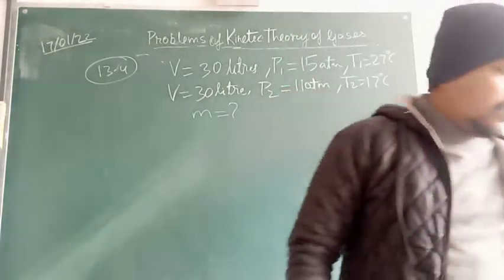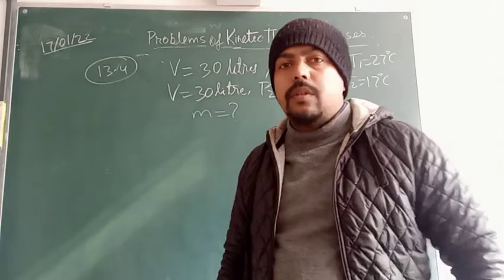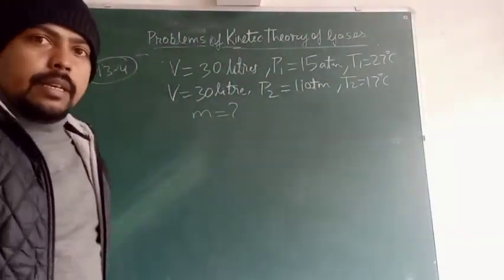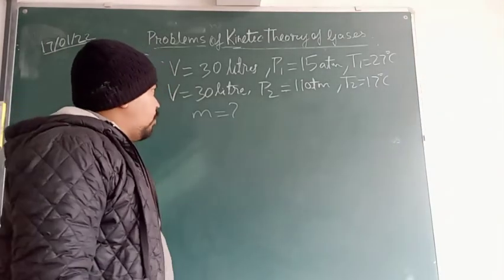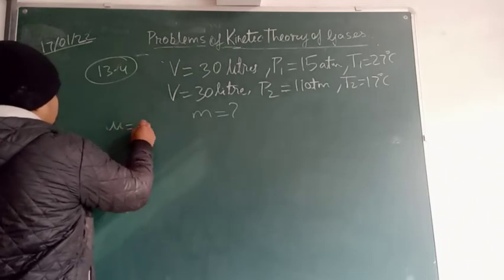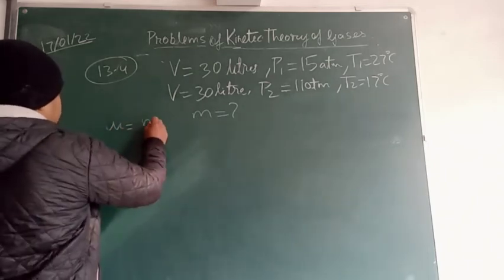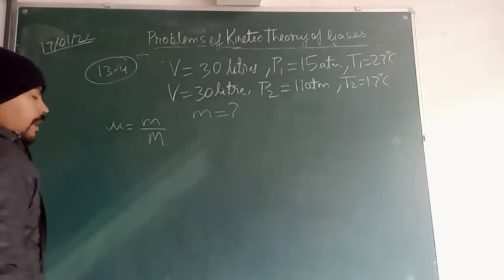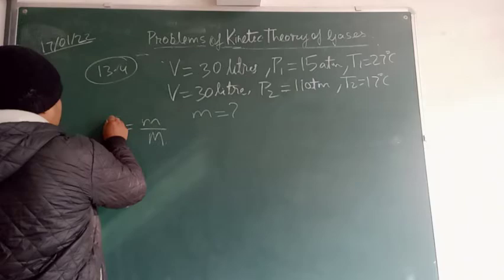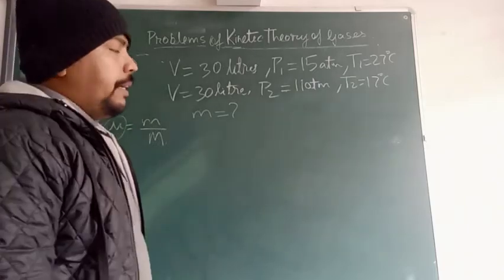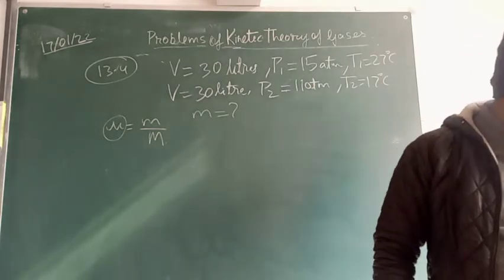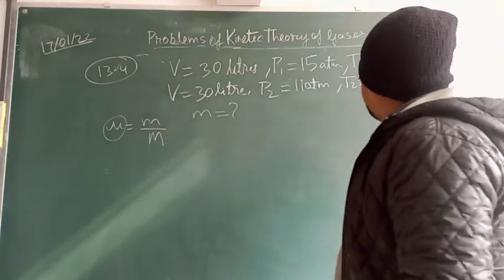Okay, so we know the relation between the given mass, molecular weight and number of moles. Number of moles, that is mu, is equal to the given mass upon molecular mass, that is capital M. This we know. So first we have to find the value of this mu which has been taken out. For that we have to put the required values of pressure also.